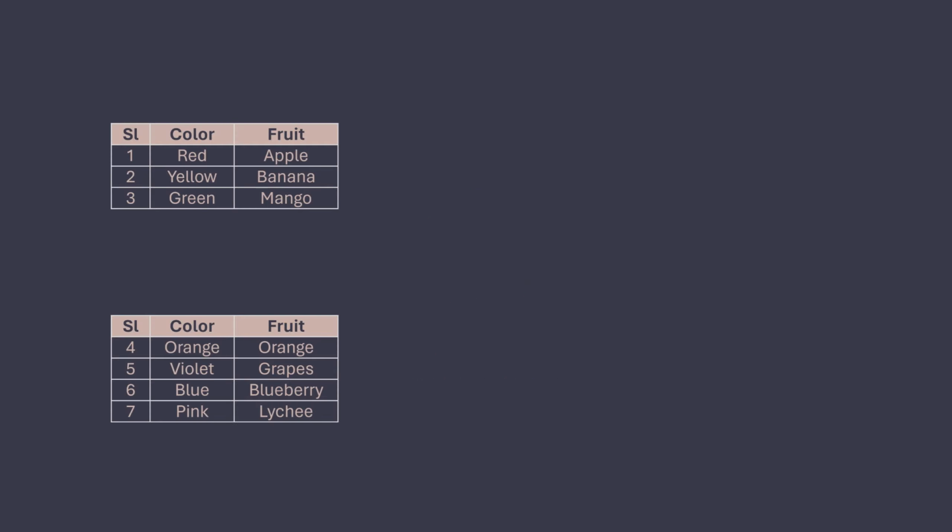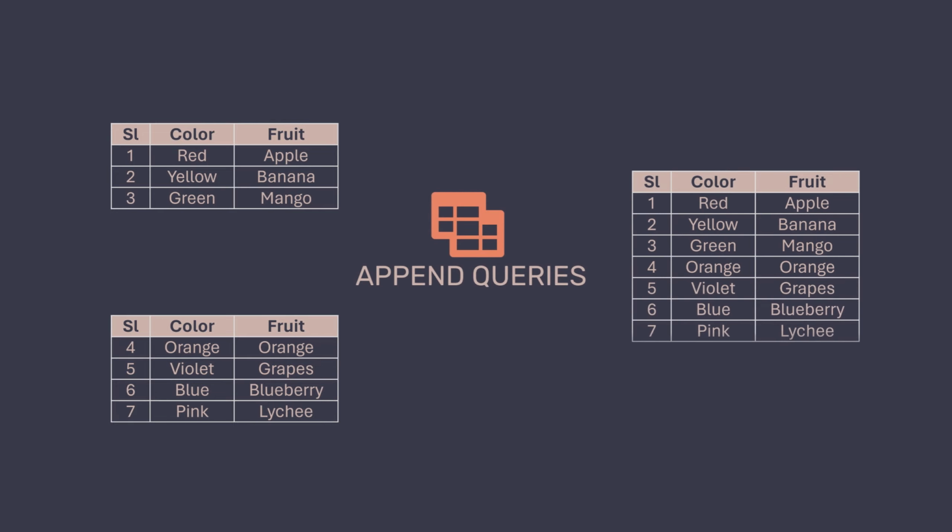The Append Queries and Merge Queries features are used to combine data from different sources. Append Queries is used to add the rows of one table to another, assuming they have the same columns. This is useful when you have data of the same structure. Basically, two tables are combined vertically in this method.